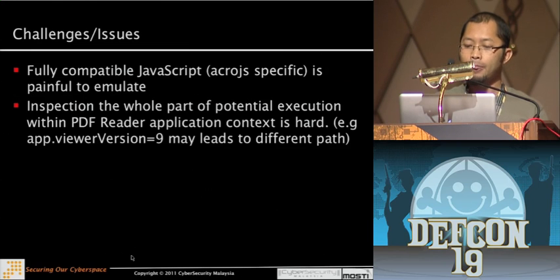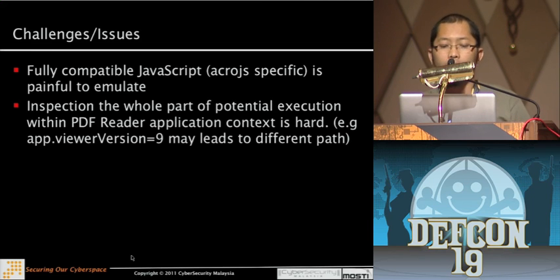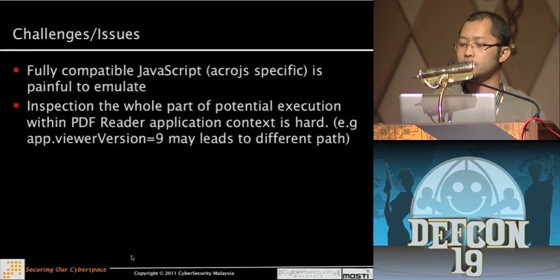parser or PDF analyzer. And of course, trying to be fully compatible and emulate JavaScript is very painful, especially with the specific Acrobat JavaScript functions. And inspecting the whole potential execution within the PDF reader application context is hard. For example, if you try to analyze outside of the PDF reader context, it would be difficult to find out the flow of it. For example, with viewer version 9 you have a different execution. So you need to mimic all this environment within your analyzer.